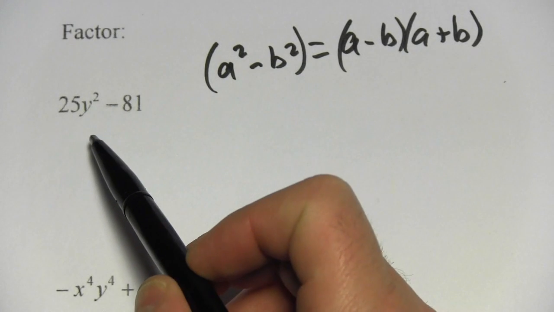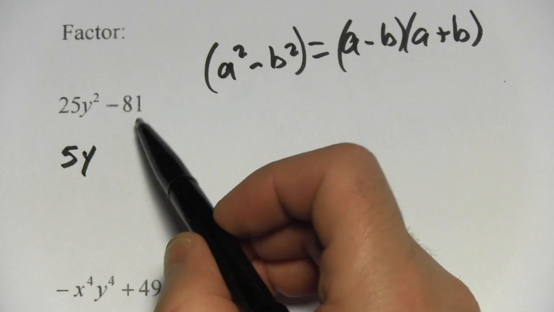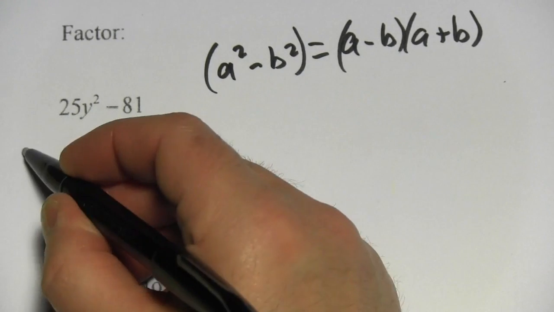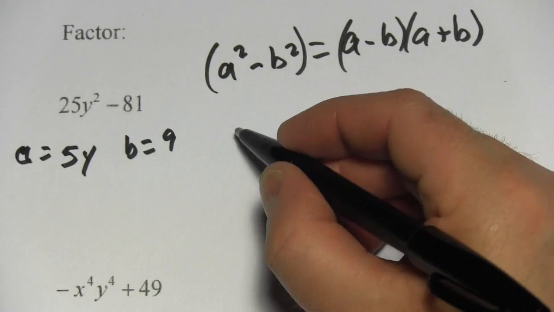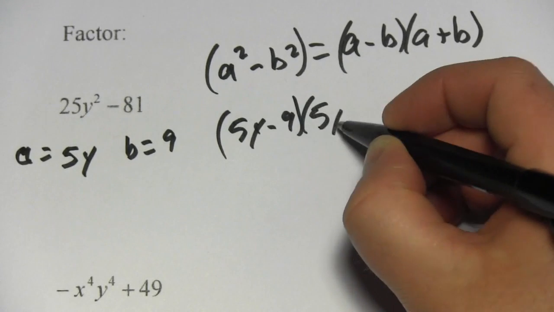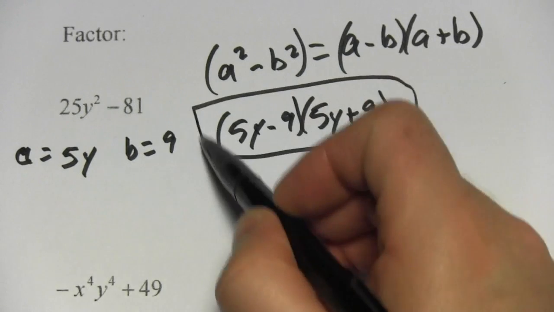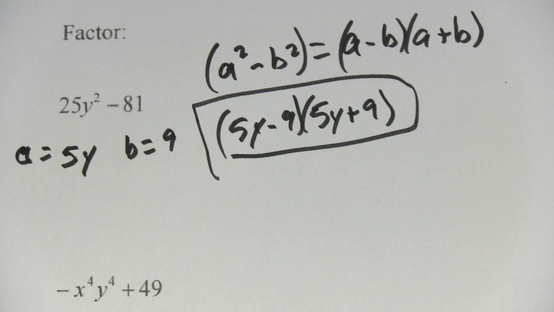What's the square root of 25y squared? Well, that'd be 5y. And what's the square root of 81? Well, that's 9. So I'm going to have 5y, this is my a, and my b equals 9. So I'm going to have 5y minus 9 times 5y plus 9. And that's the answer. That's all there is to that. If you're not sure about it, FOIL it out and see if you get that.